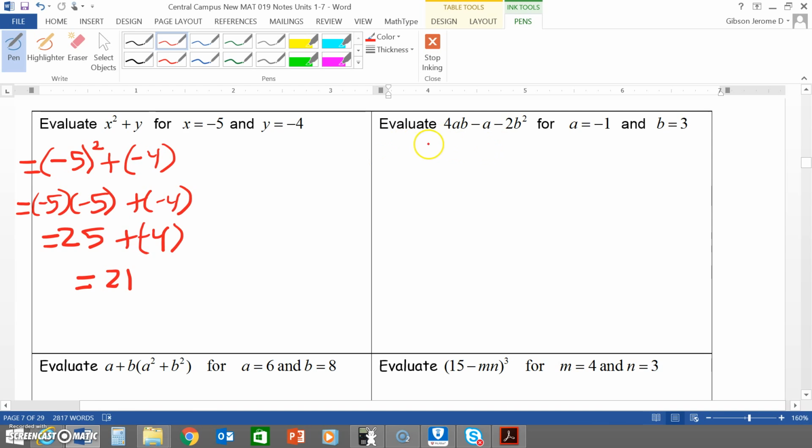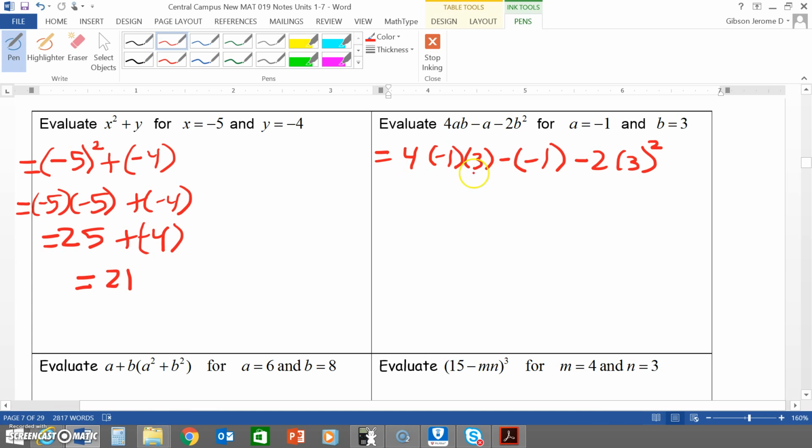Now, we go on to the next problem here. You notice here we have 4 times AB minus A minus 2B squared, and we will substitute -1 wherever A appears, and we will substitute in 3 wherever B appears. And remember, with these substitutions, we put them in parentheses. And if you notice the exponent here, just like I did in this problem, when you substitute in the numerical value for the variable, the exponent is always on the outside of the parenthesis, not on the inside.